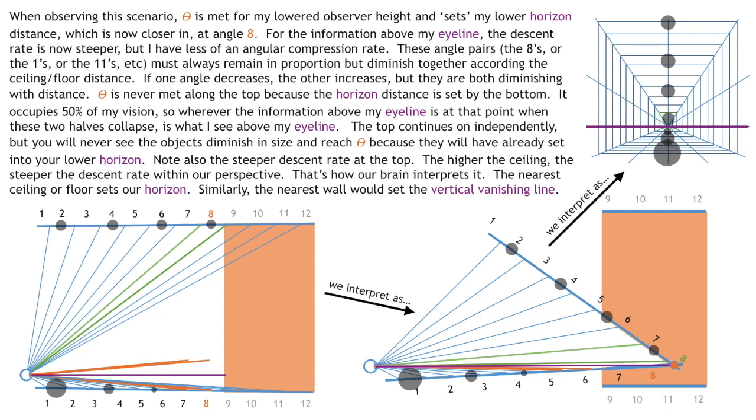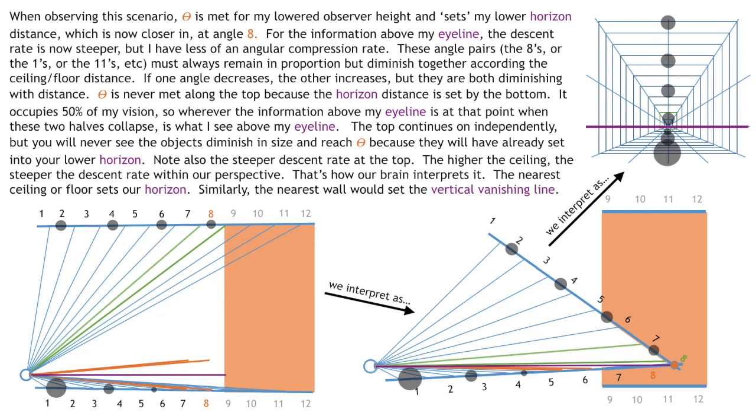So for the information above my eye line, the descent rate is now steeper, just like with the bottles, but I have less of an angular compression rate. The angles are more open. So these angle pairs, the 8s or the 1s or the 11s, must always remain in proportion, but diminish together according to the ceiling or floor distance. If one angle decreases, the other increases, but they are both diminishing with distance. Theta is never met along the top again, because the horizon distance is set by the bottom.